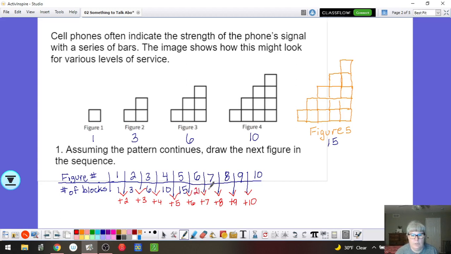7 plus 21 is 28. 8 plus 28 is 36. 9 plus 36 is 45. 45 plus 10 is 55. So figure 10 is going to have 55 blocks.